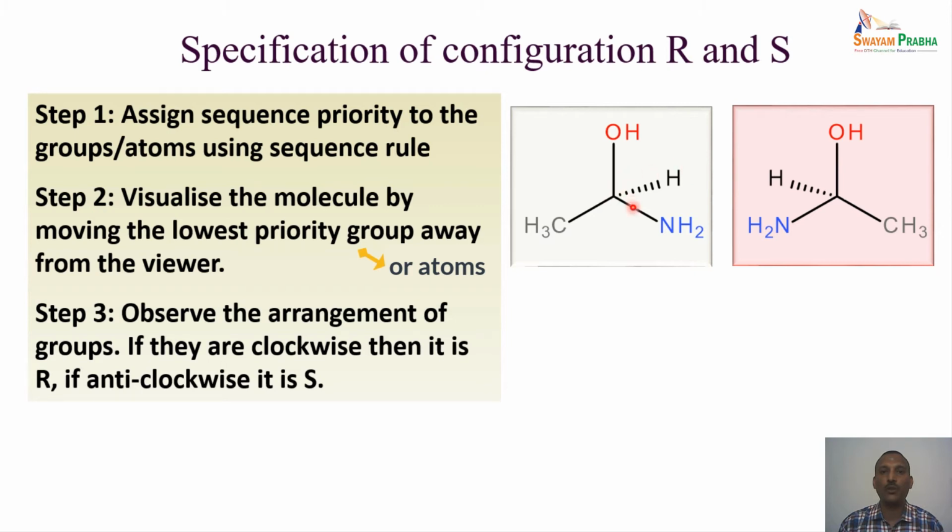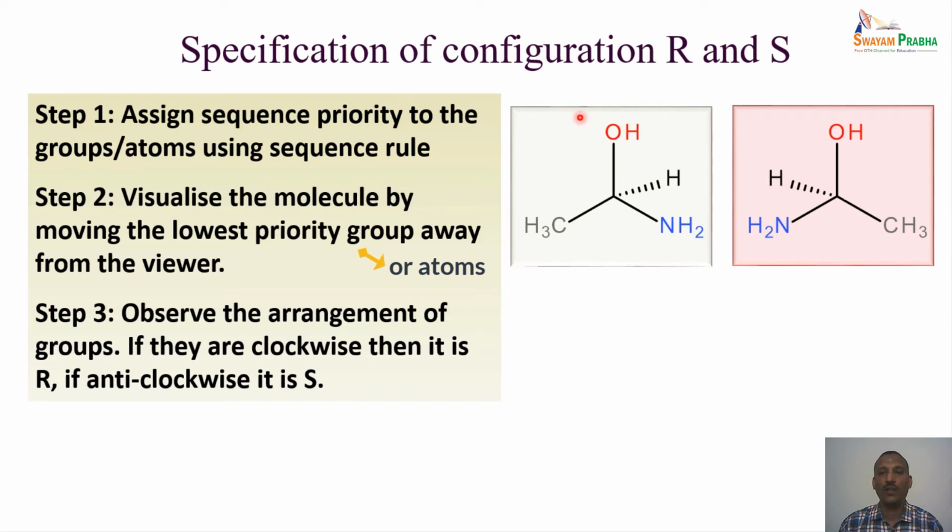So to compare these two things, people have started using RS nomenclature. Here we have certain rules which we have to follow. This is also called the Cahn-Ingold-Prelog system, or CIP rules. Step 1 is to assign sequence priority to the groups or atoms using a sequence rule. In the sequence rule, what we generally use is that higher atomic number compounds get the highest priority in numbering.